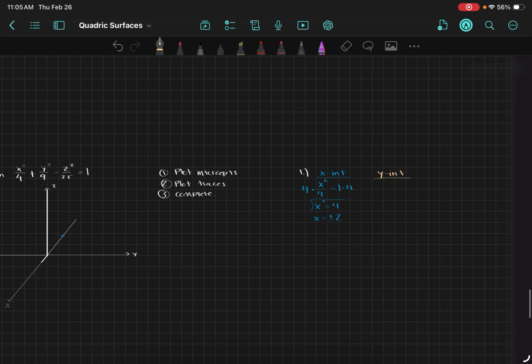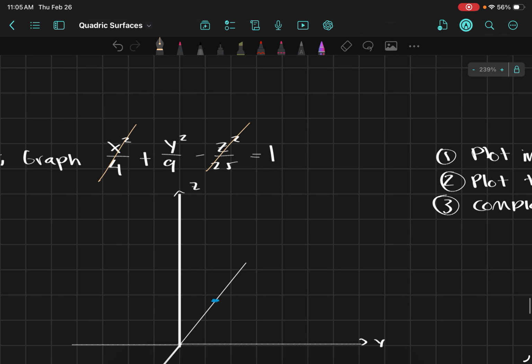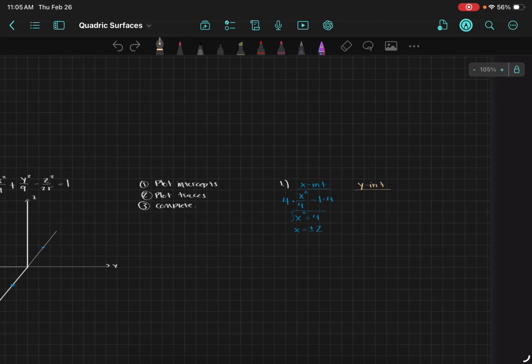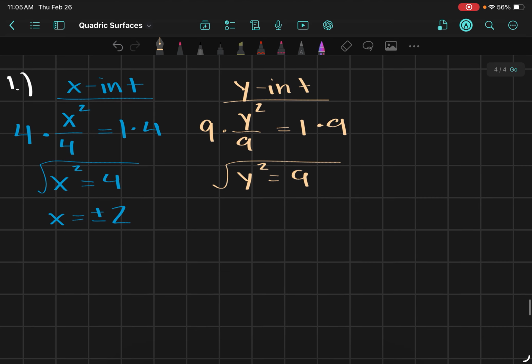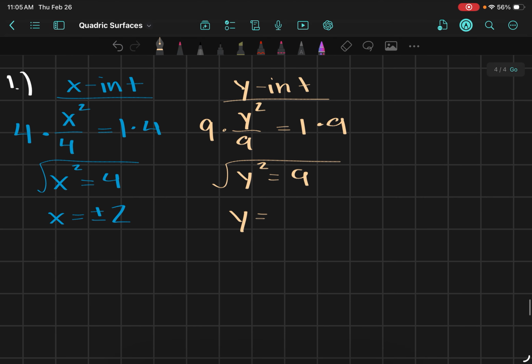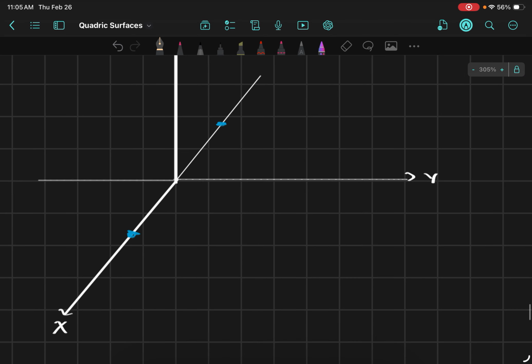Y-intercept, we are going to set our x and our z equal to 0, meaning we have y squared over 9 is equal to 1. Let's go ahead and write that down. Y squared over 9 is equal to 1. Multiply both sides by 9. We have y squared is equal to 9. Take the square root of both sides. We now have y is equal to positive or negative 3. Go ahead and plot those as well.